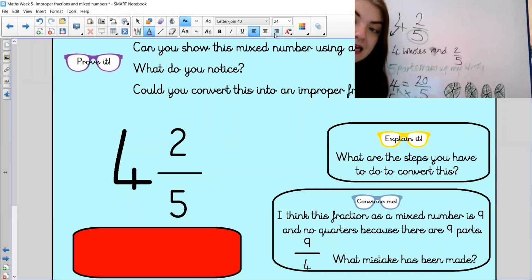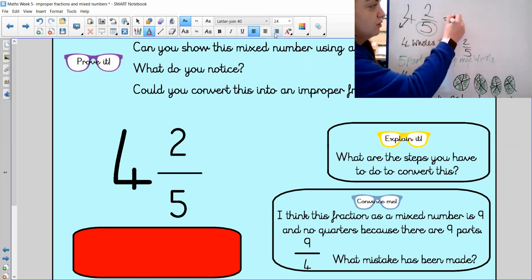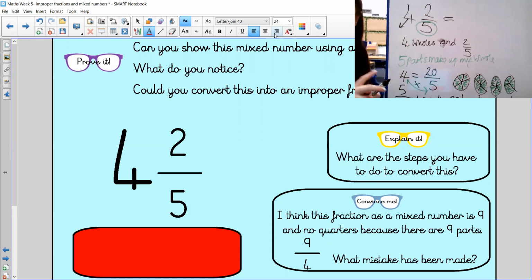But am I finished? Have I finished converting that mixed number into a fraction? I thought about how many parts make up my whole: 5 parts make up my whole. How many parts do I have to make 4 wholes, which is 20? So is that it? Am I done? Is that my answer? No, because what else do we need to remember? The fraction that we already have. So I already have 2/5. So this is equal to 20/5.